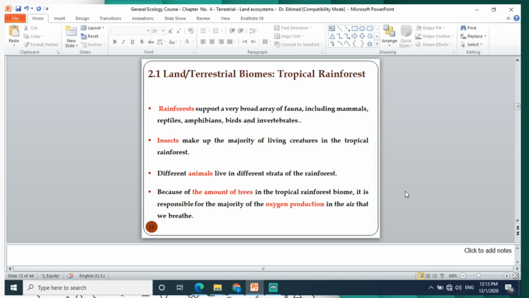Rainforests also support a very broad array of fauna, very rich in fauna. As we said, 50% of the world's species are present there, including mammals, reptiles, amphibians, birds, and invertebrates.